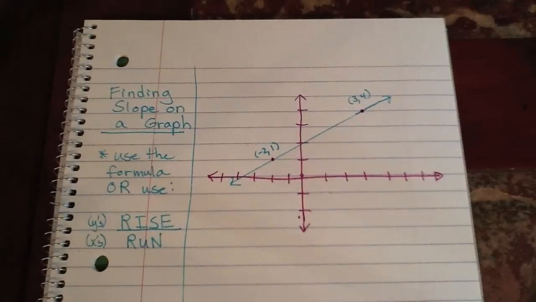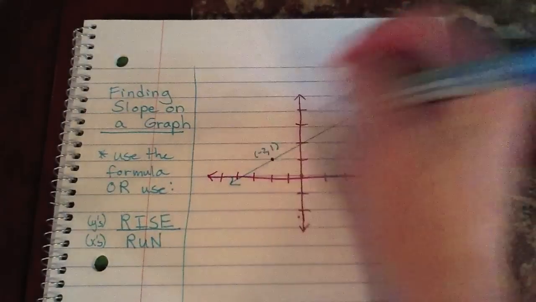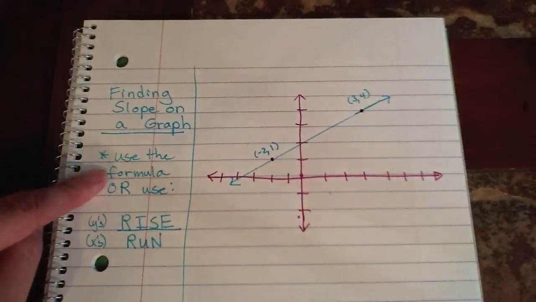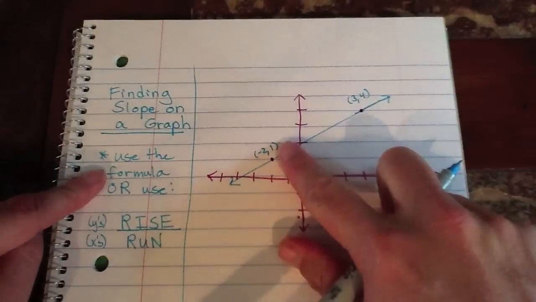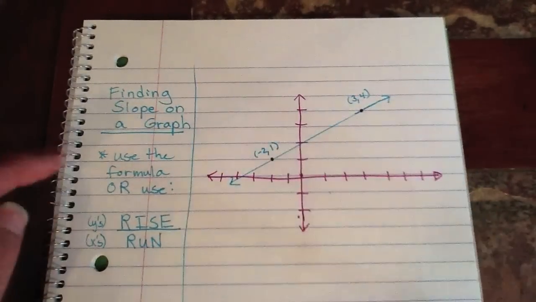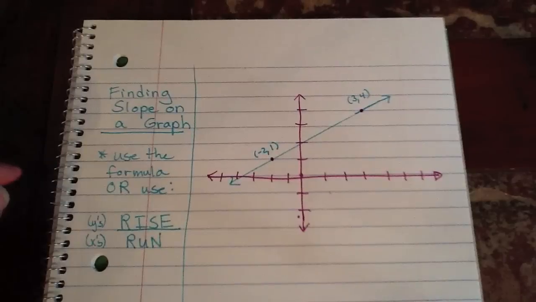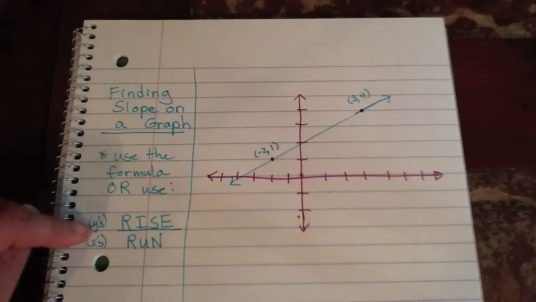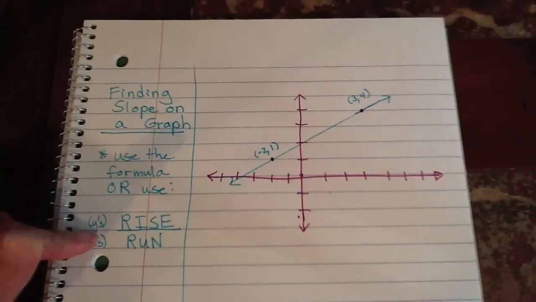And now you have 2 options from here. You've got 2 points, so you can use the formula we just talked about, y2 minus y1 over x2 minus x1, which we're going to do. Or you can use rise over run. So we're going to go ahead and use rise over run first, and then we'll prove that we got it right using the formula.